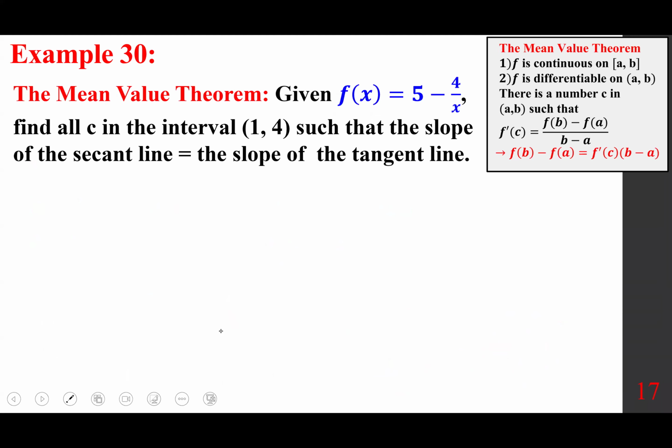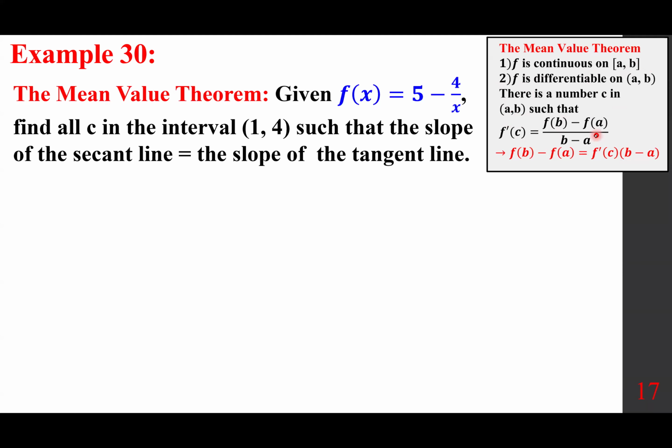Okay, everybody. If f is a continuous function in the closed interval of a to b, differentiable in the open interval of a to b, there is a number c in the open interval of a to b such that f prime of c is f of b minus f of a over b minus a. The cross product gives you the same thing here. I hope you see that they are the same in essence. It doesn't matter whether you write it in this fashion or the other fashion.